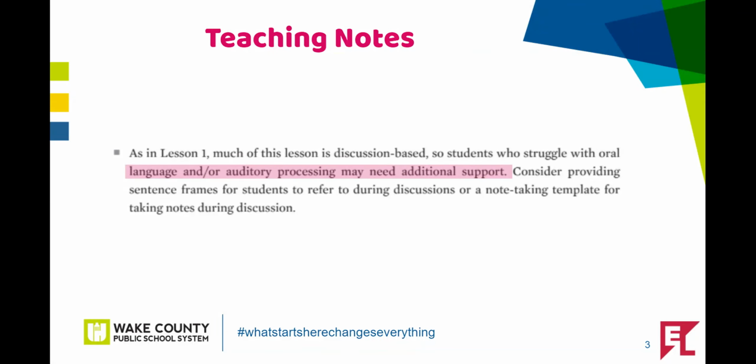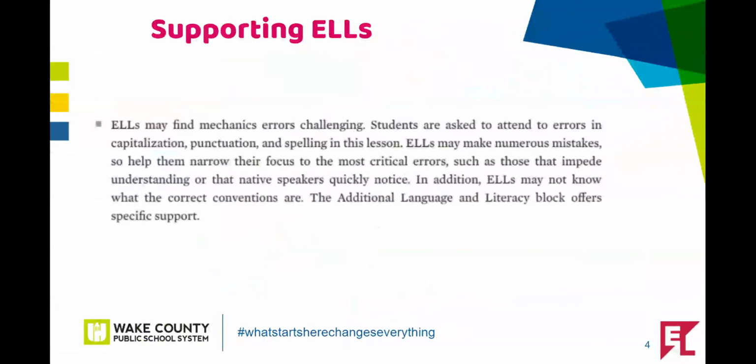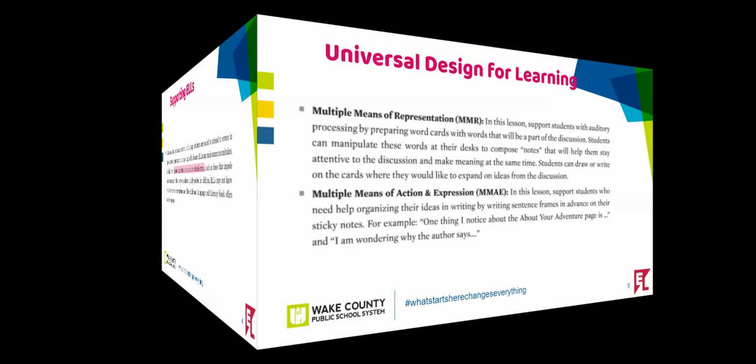Students who have difficulty with oral language or auditory processing may need additional scaffolding with the discussions in this lesson. Consider providing sentence frames or a note-taking template for them to use during the discussion. Children who struggle with language and writing may make numerous mechanical mistakes. Help them focus only on the most important mistakes to correct. If additional supports are needed, use the resources in the All block to reinforce these concepts.